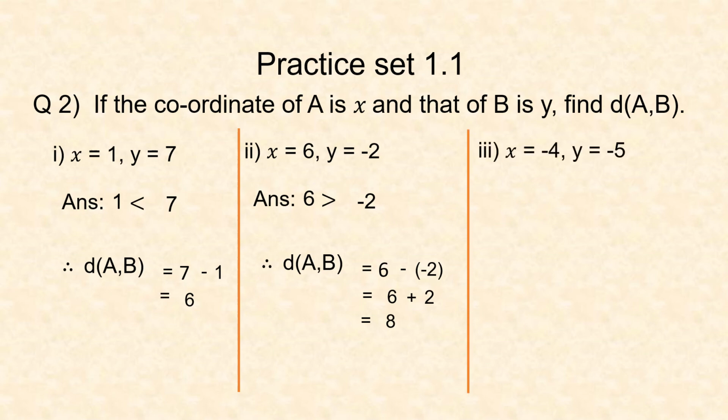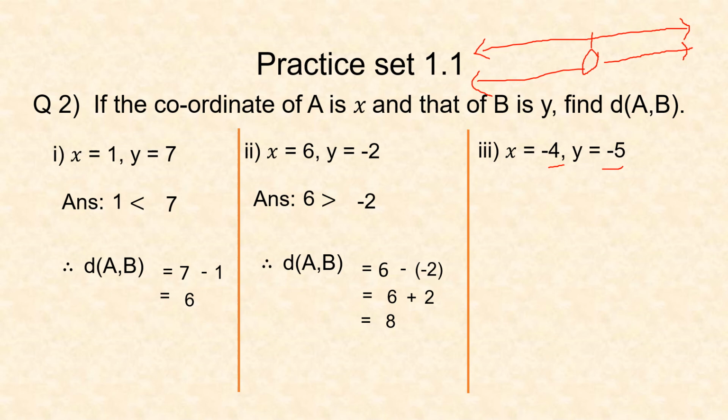Third example, X is equal to minus 4 and Y is equal to minus 5. Here both the coordinates are negative. Now how to compare these two? Here I draw a number line. This is 0. On right hand side, all numbers are positive and they are greater than 0. And on the left hand side, there are negative numbers and they are smaller than 0.